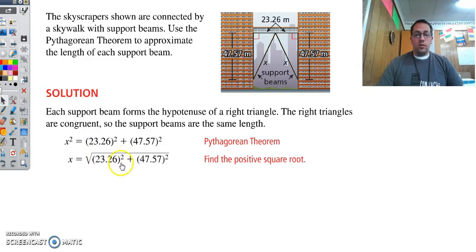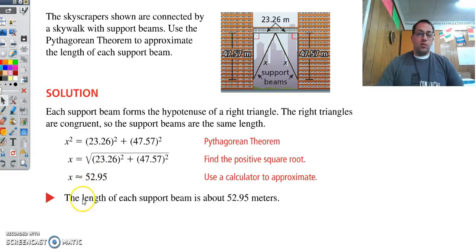We're just going to take this and stick it straight into the calculator. Square root. Make sure you put parentheses around stuff where you have them, and hit enter, and you get approximately 52.95. So the length of each support beam needs to be approximately 52.95 meters. Right, that's it. It's the Pythagorean theorem, not hard stuff.